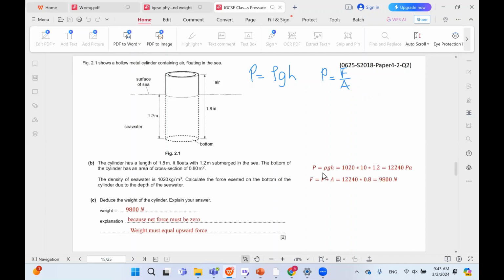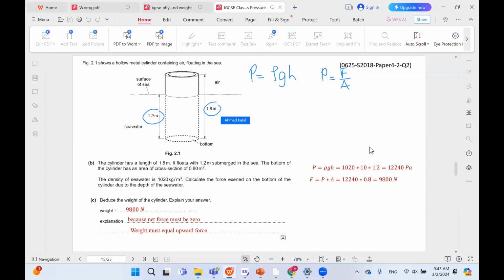So let's see the workout here. First, we're going to calculate the pressure using rho g h, and we're given everything we need. We're given the density, which is 1020. And you need to figure out, again, which height you're going to use. Are you going to use the 1.2 or the 1.8?